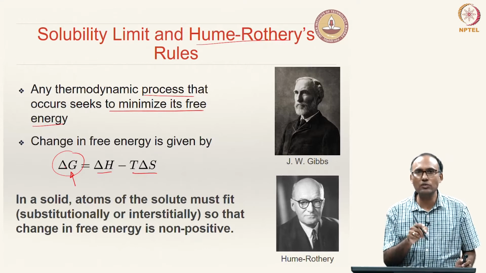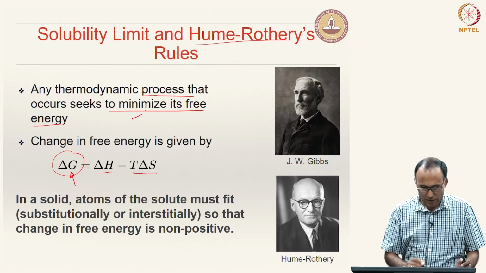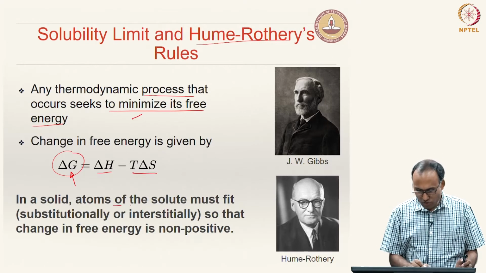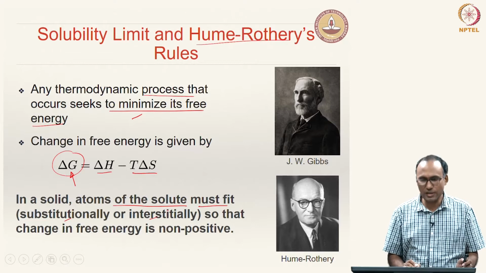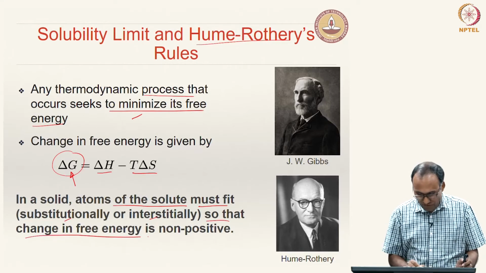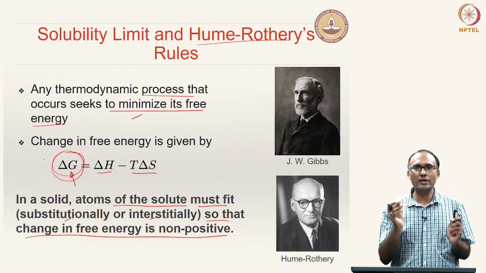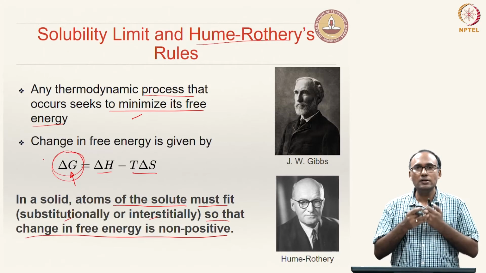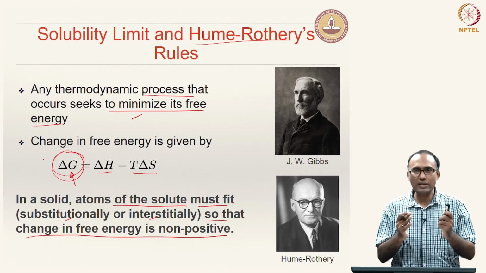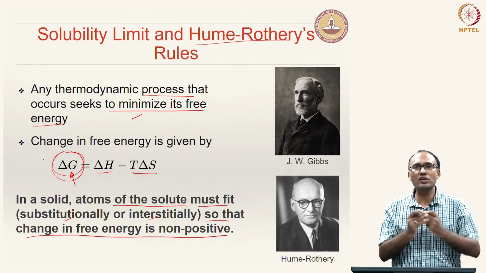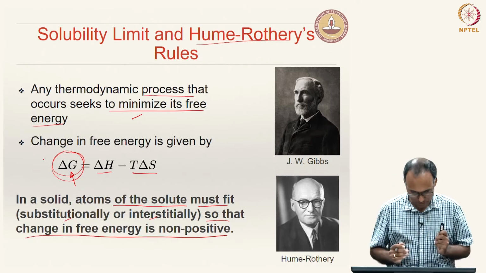that means it should be negative. Only when delta G is negative, that is when you are continuing to reduce your free energy, as we have discussed here. So, in a solid, atoms of the solute must fit either substitutionally or interstitially, so that the change in free energy is non-positive. This is the requirement. When you are adding a solute atom to solvent atoms, they should fit into the solvent lattice, effectively resulting in a net reduction in the free energy. Only then is such a thermodynamic process feasible.